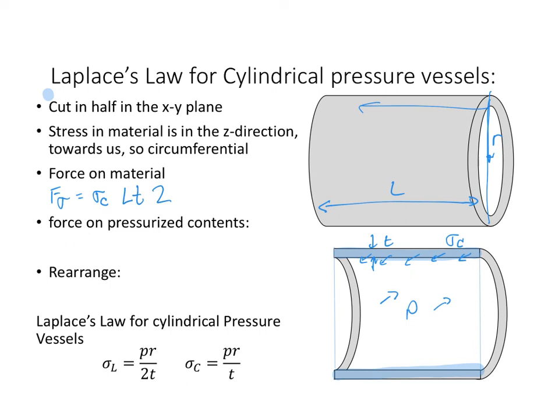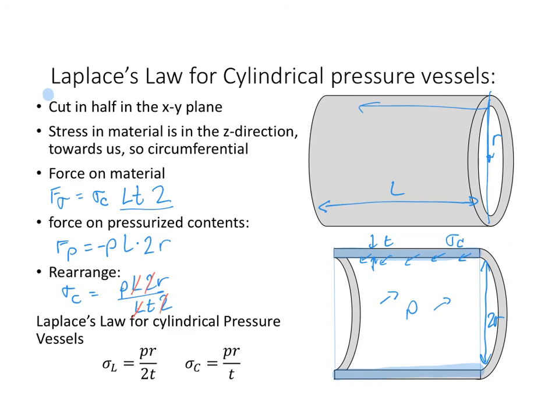Then for the contents, this distance here is now twice r, and so the force due to the pressure is the pressure, again acting in the negative direction into the board there, times L times 2 times R. Again, we rearrange these to solve that sigma C is equal to P times L times 2R, and then we'll divide by this part up here, which is L times T times 2. And we will again cancel the parts that show up in the top and the bottom.